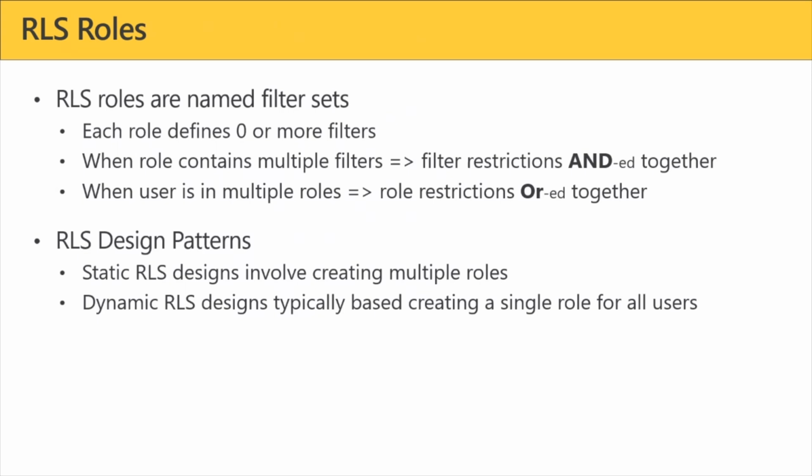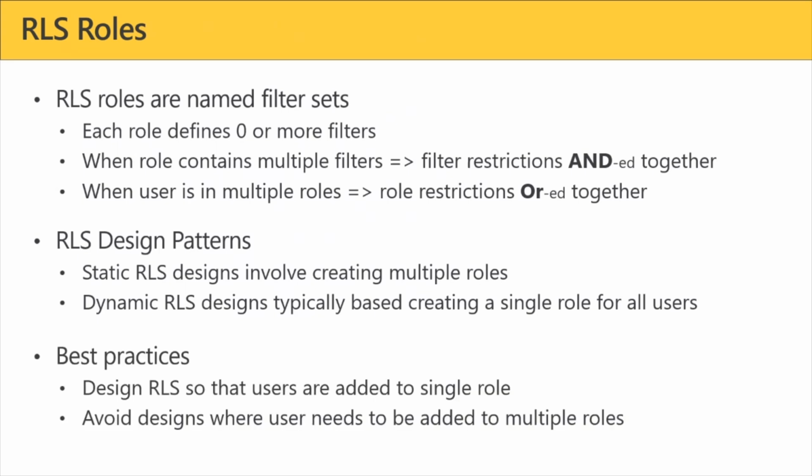And quite often when you create a dynamic RLS scheme, you don't have to create multiple roles. You'll create a single RLS role, and every user will map to that role. The idea is the logic in that role can look at the user and figure out what type of data to show to that user. Now, the best practice is to design RLS so that users are added to a single role, while it's not a hard and fast rule. Once again, it's just a best practice, so try to design using dynamic RLS. And one of your goals should be that each user gets added to a single role instead of multiple roles.